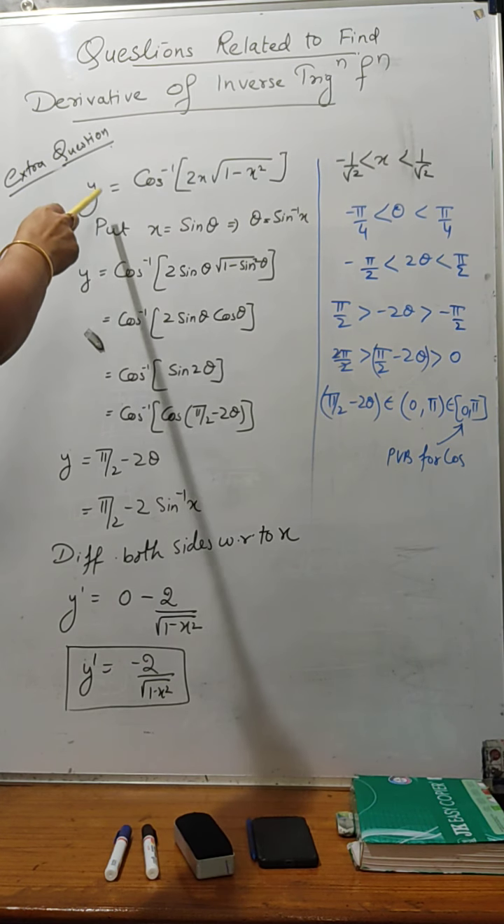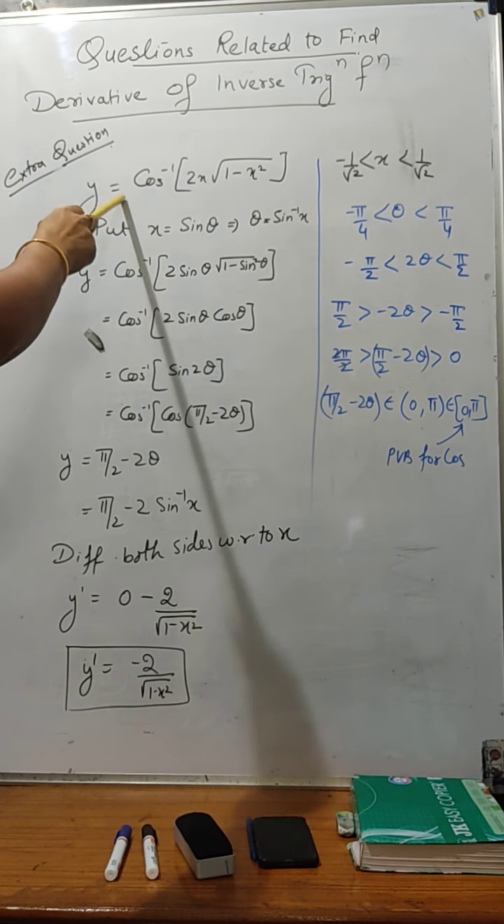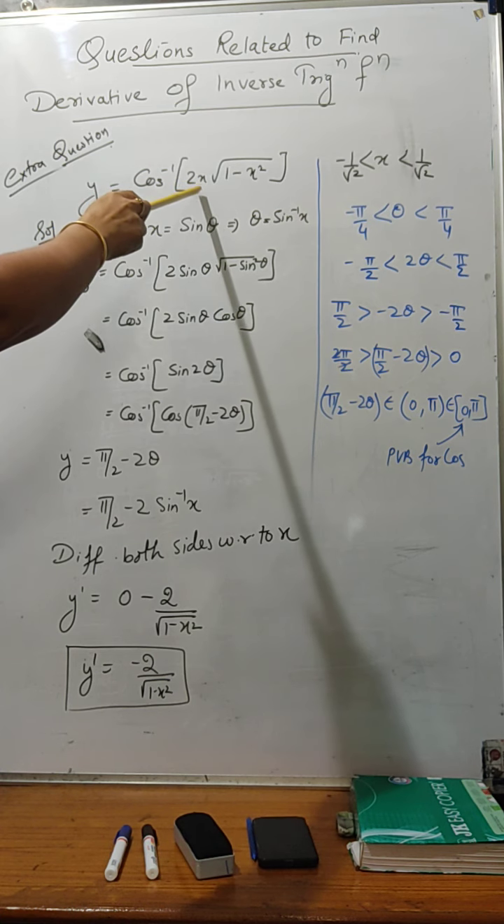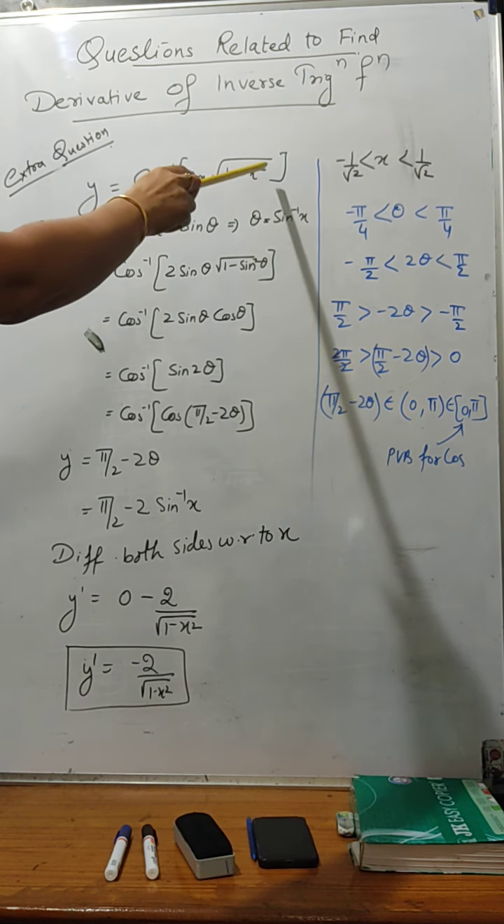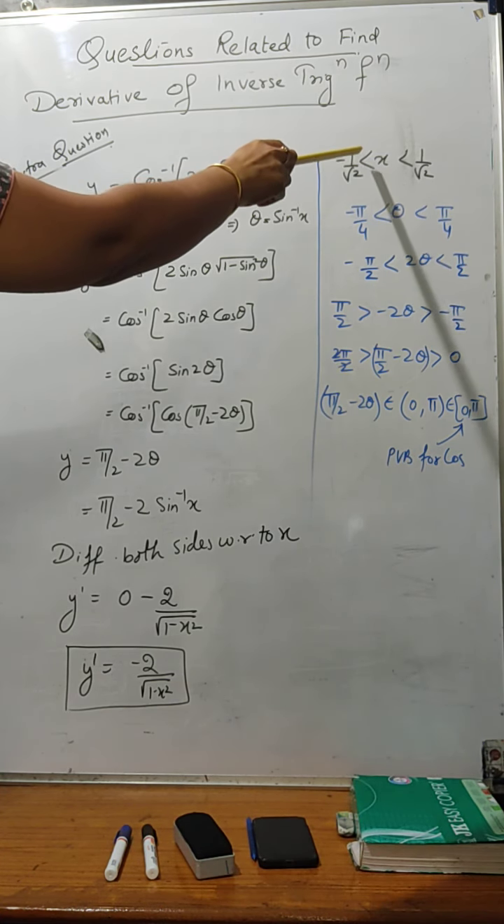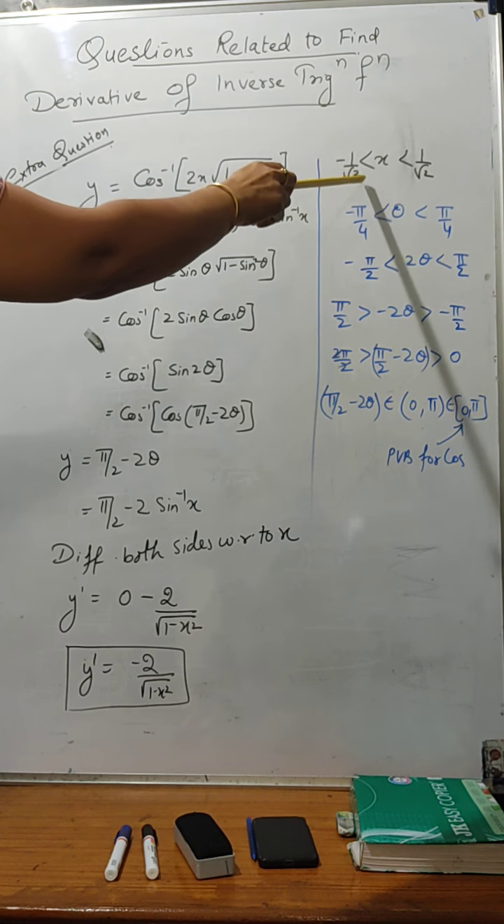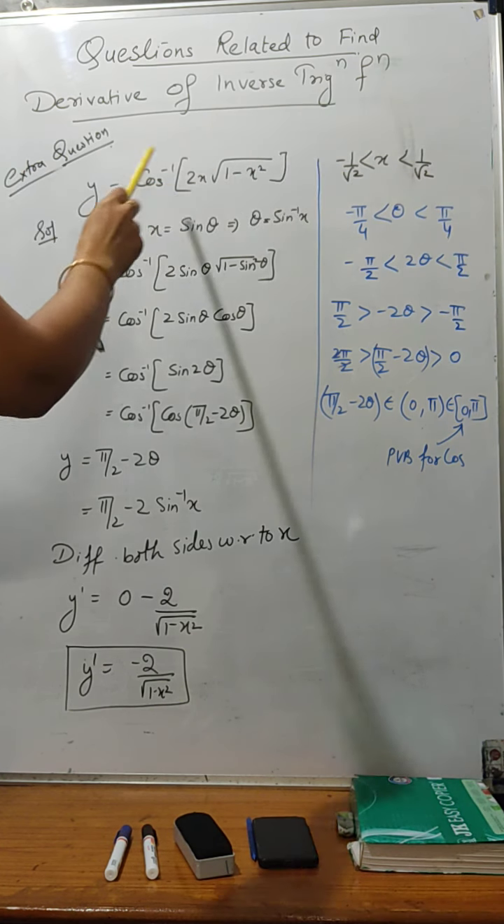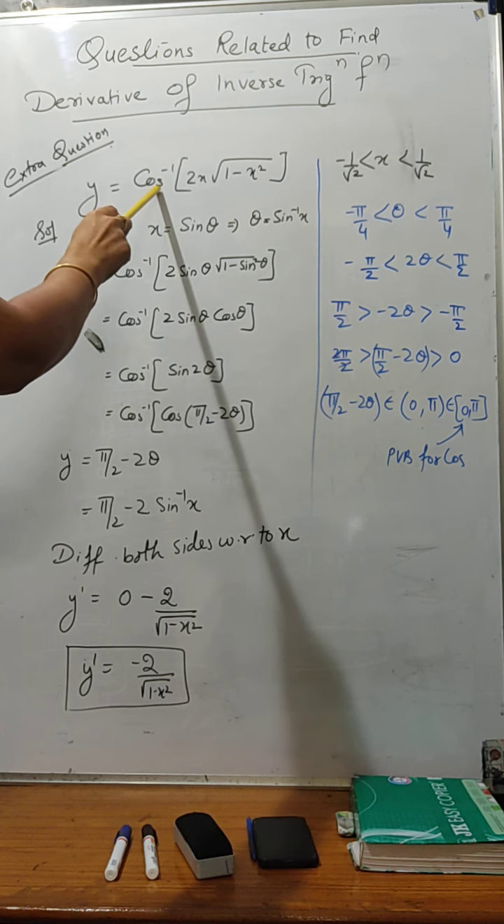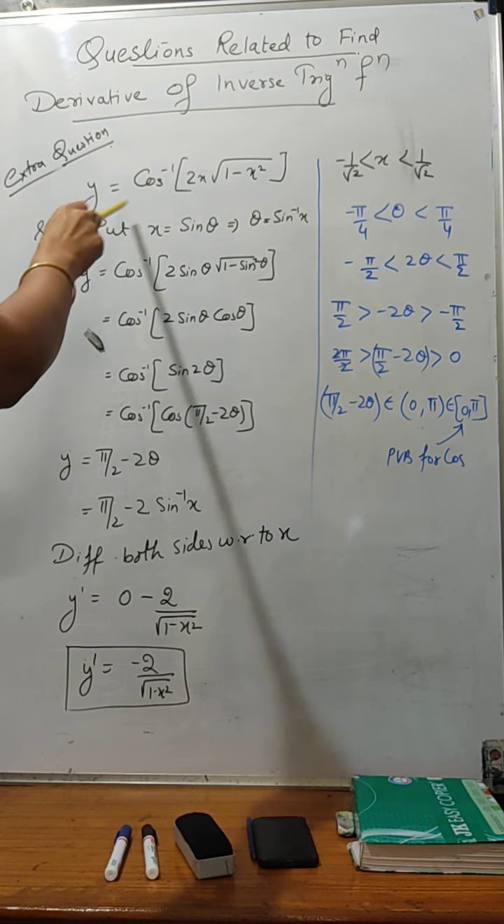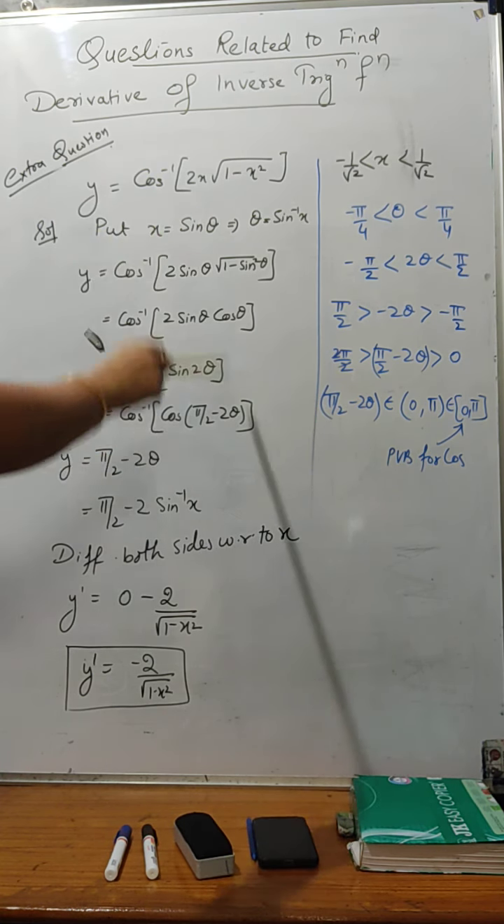Now one more extra question, and the last question: y is equal to cos inverse of 2x into root 1 minus x square, and x has the interval greater than minus 1 upon root 2 and less than 1 upon root 2. In the textbook, in place of cos inverse, you have the sin inverse function. The same method we will be following.